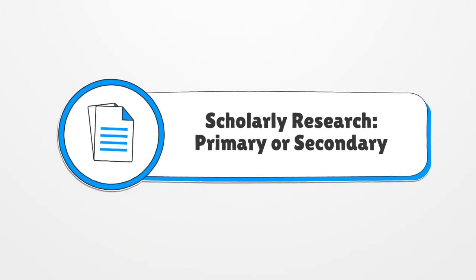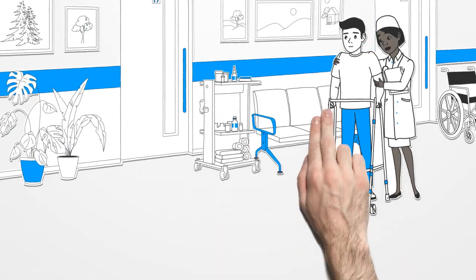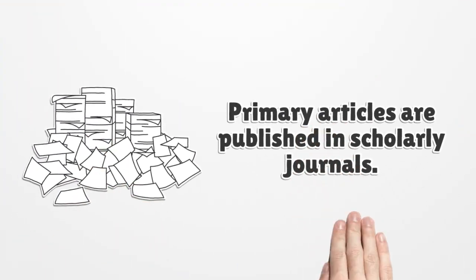Scholarly research is often separated into two categories, primary or secondary. Primary sources are also called original research. They are usually studies, trials, or experiments performed by the authors who wrote the article. Primary sources are how we find out about new developments and practices in nursing. Primary sources are published in scholarly journals specific to the field.